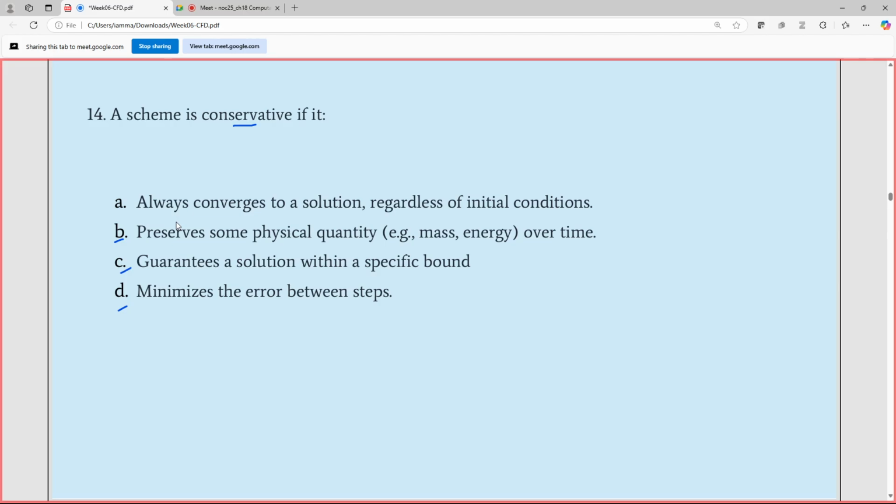Answer is option B. That is, it should preserve the physical quantities, that is, the actual physical quantities that are there in our conservation equations. The quantities that are there in the physics should be conserved, or it should be preserved over the time. So that property is known as conservativeness.